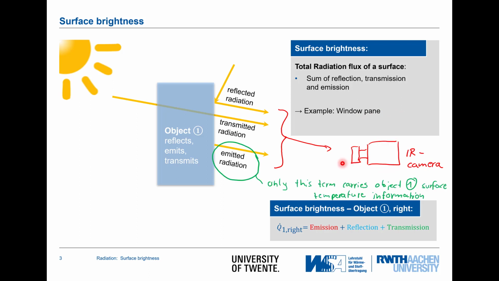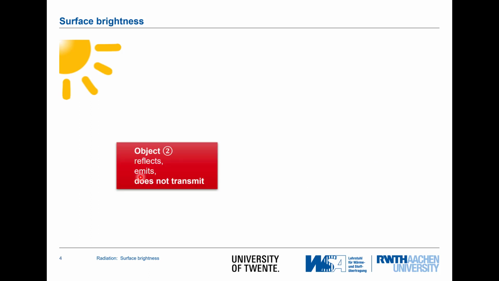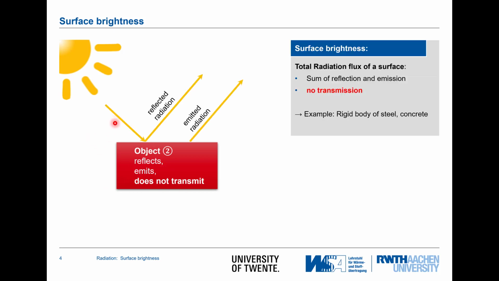And if we are asked to determine the temperature of the surface of object 1, only the emitted radiation would have to be taken into account. So reflected and transmitted are kind of disturbing this measurement. Now the next object we look at here is one that does not transmit, it just reflects and emits. So we have reflected and emitted radiation.